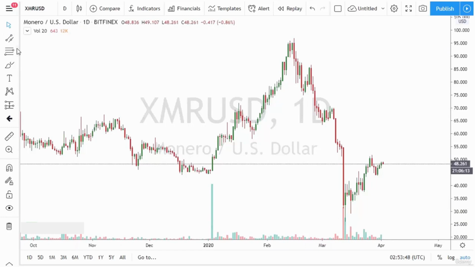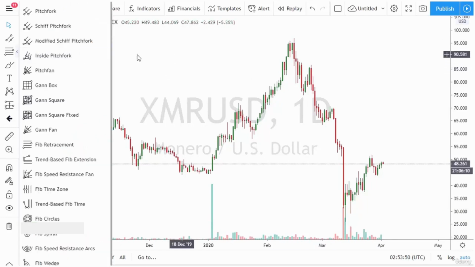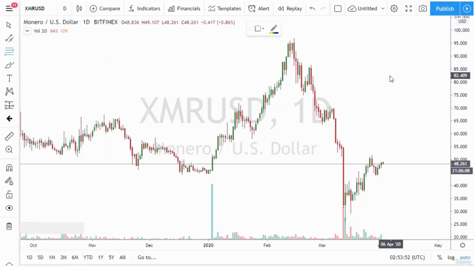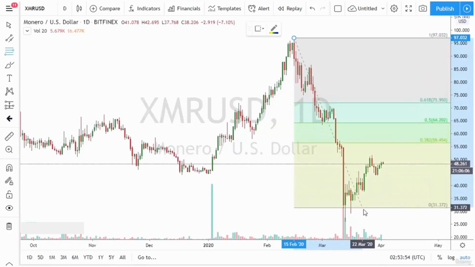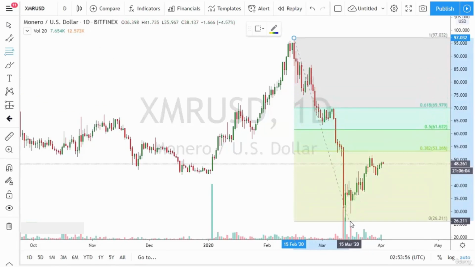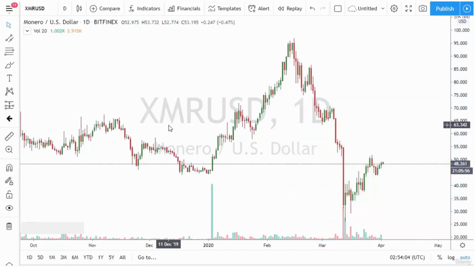There are also other ways people will do it, like with Fibonacci retracement. You know, notice how the 38.2 is basically the same thing as the top of that candlestick, so that's one thing to keep in mind.